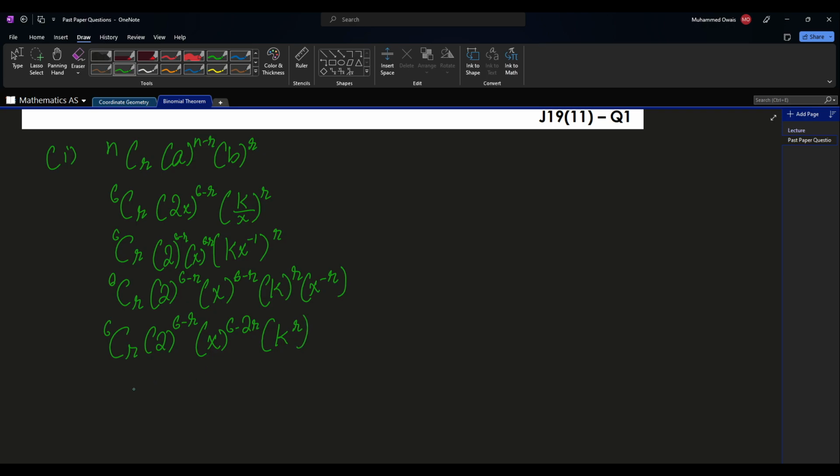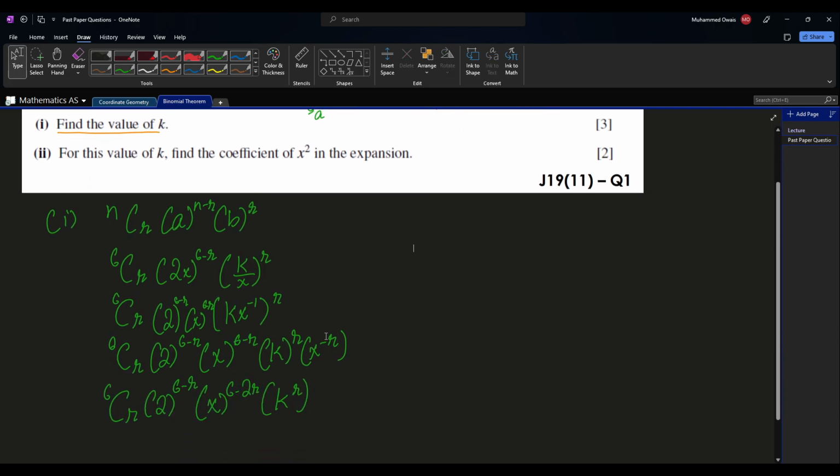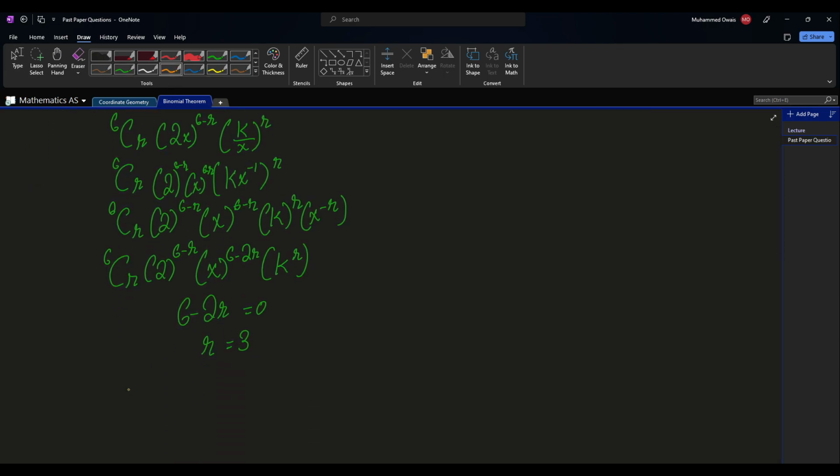Alright. Now then, we need to find the term independent of x, meaning x has a power of 0. Thus, we need to equate this 6 minus 2r, which is the power of x, to 0. So 6 minus 2r is equal to 0. Therefore, r will become 3, right? Now then, what we need to do is replace this r. So 6C3 into 2 to the power 6 minus 3 into x to the power 6 minus 2 into 3, and this k has a power of r, which is 3.